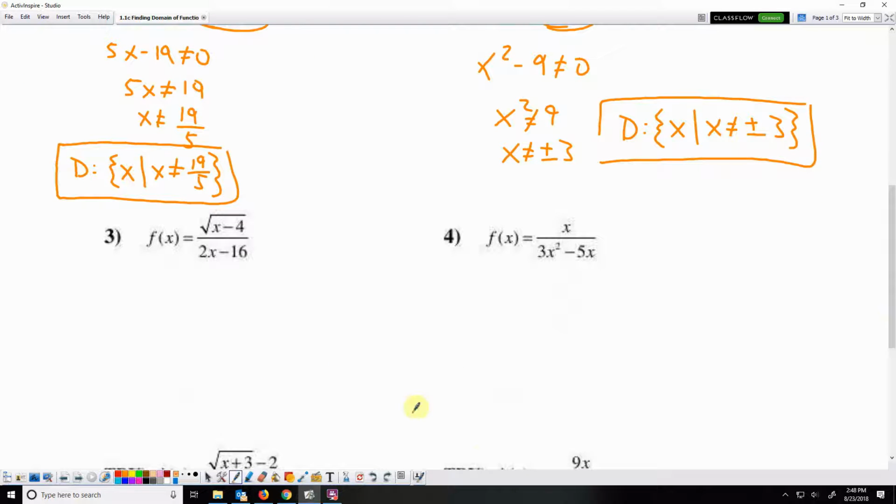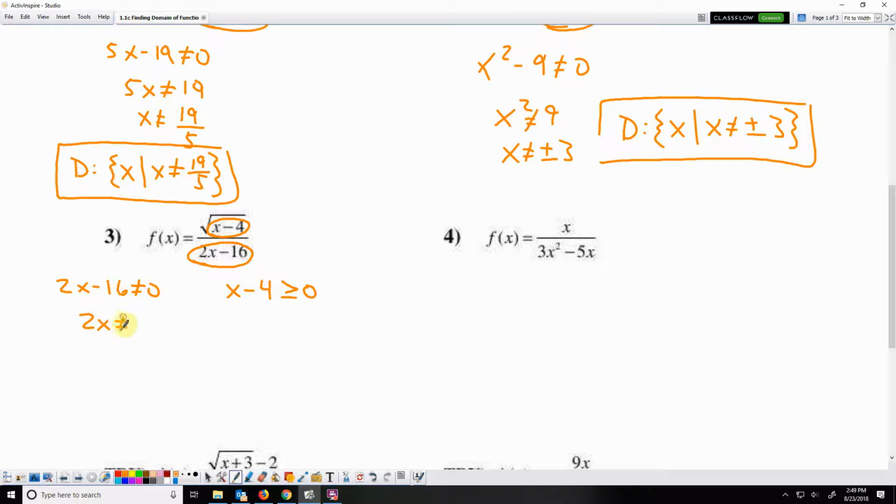All right, now on this one, we've got two issues. We've got a variable in a denominator. We've also got a variable under a radical. So we've got to take care of two things in order to get our domain. First of all, that denominator cannot equal 0. And secondly, what's under that radical has to be greater than or equal to 0 so that it's not a negative number.